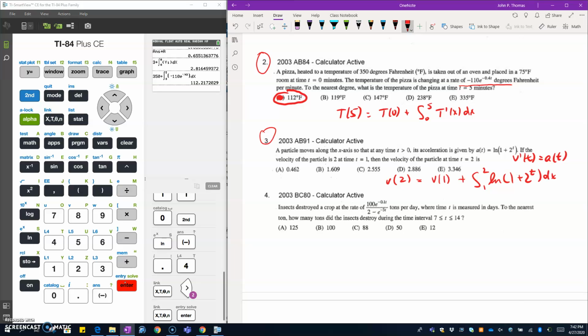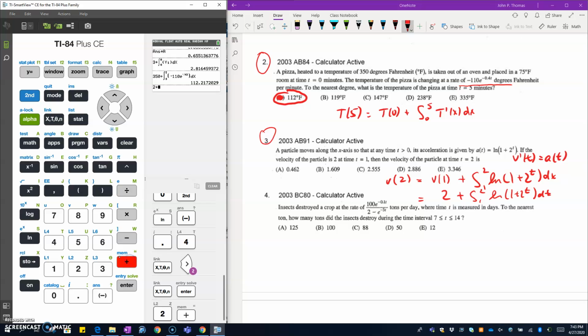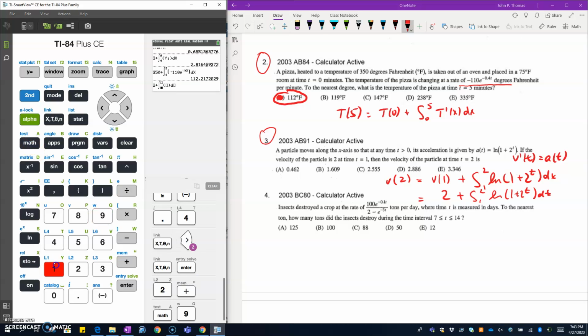Now we know that the velocity at time 1 was 2, so you have 2 plus the integral from 1 to 2 of ln of 1 plus 2 to the t dt. So we'll go back to the calculator and type that in. We've got 2 plus math 9, which is integral. We're going to go from 1 to 2. The function is ln of 1 plus 2 to the t. Then we'll define the variable here at the end.